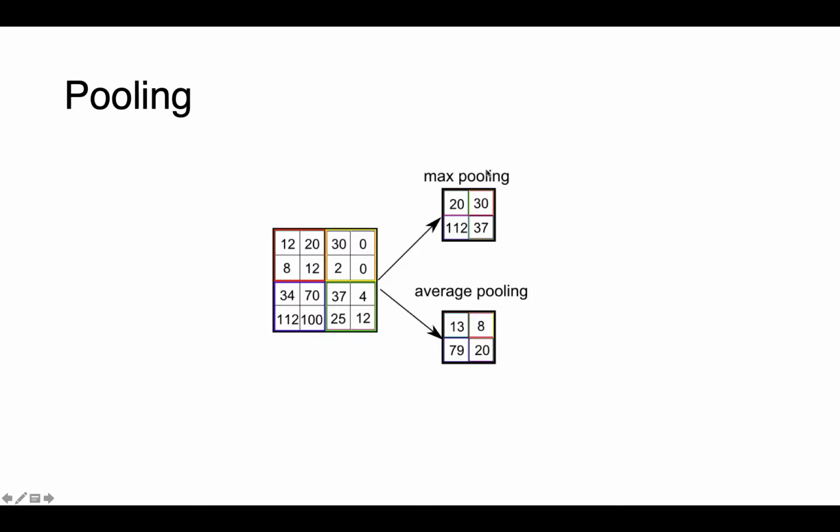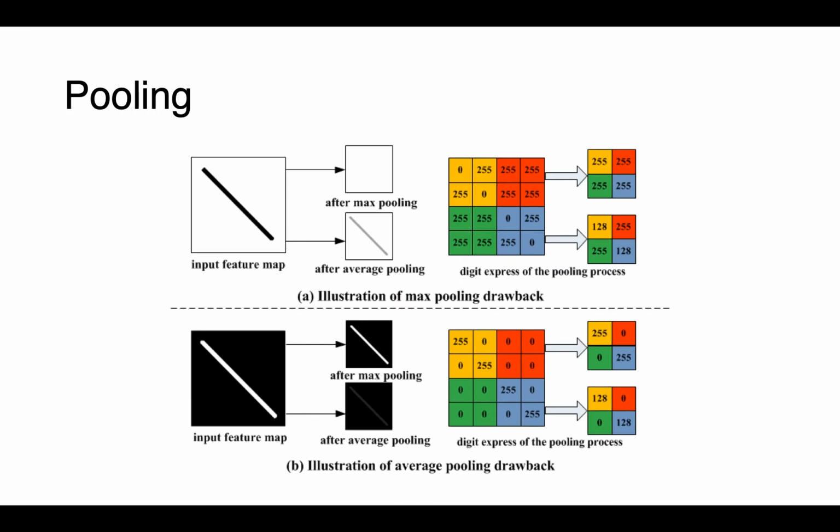If you compare the two, we can look at the top two regions here. The max pooling gives you a higher response on the top right because there's a 30 here. But average pooling gives you a higher response on the left because the average is higher here. So it depends on what feature you try to look for. You can use different pooling.